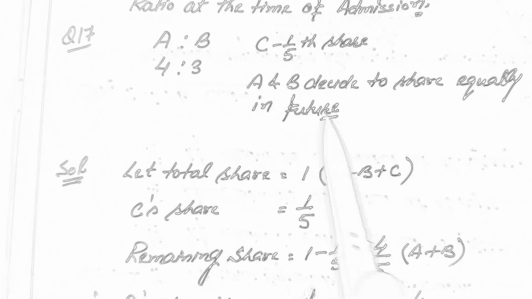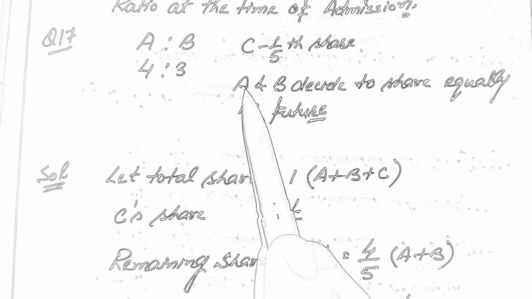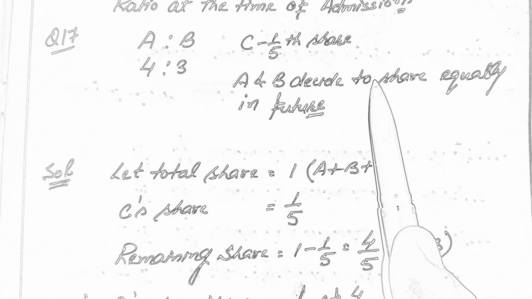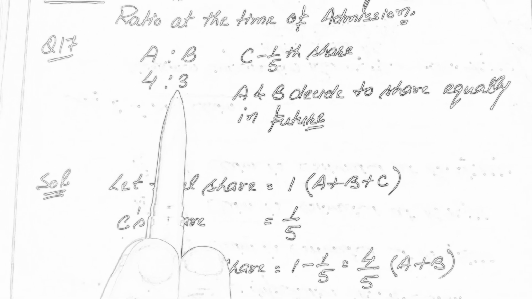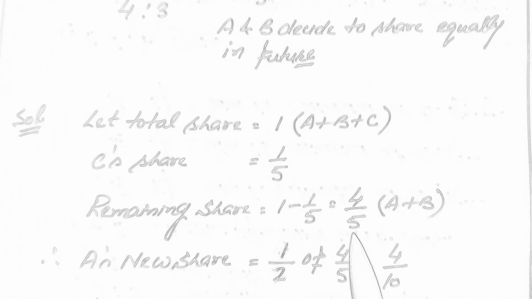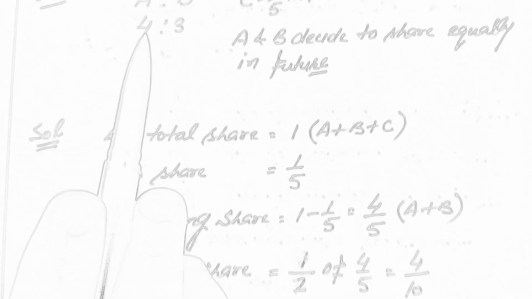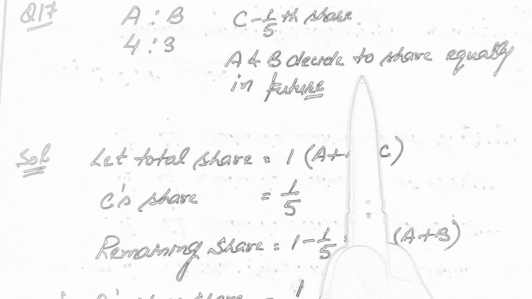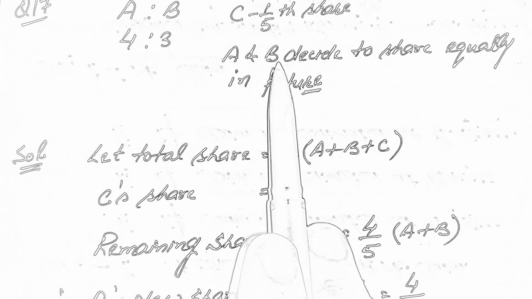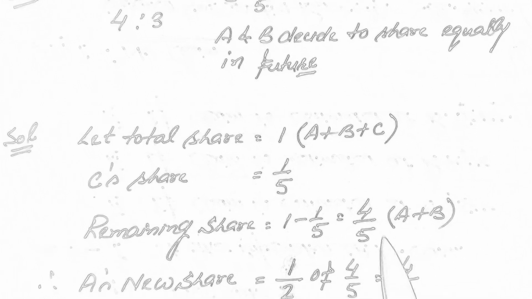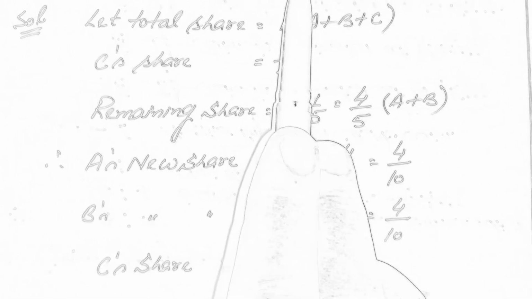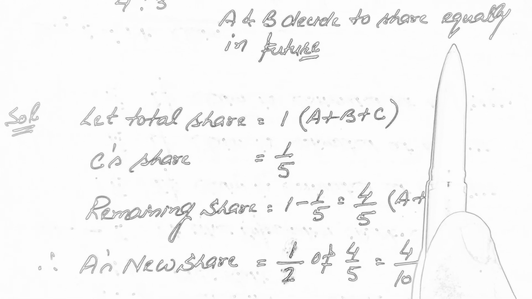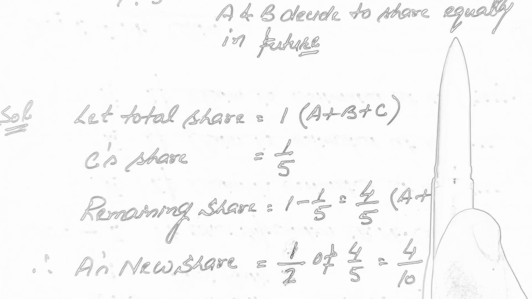If the information that A and B decided to share equally in future is not mentioned in the question, then it will be assumed that A and B's old ratio will be their future ratio, and in that case we will distribute this remaining part in their old ratio. But now in this case we have the future ratio of old partners, that is 1:1. That's why we will distribute the remaining share which belongs to A and B in their future ratio, equally, meaning 1:1. Here 1:1 means 1/2 and 1/2.